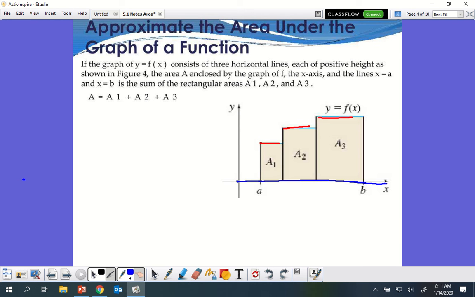Okay. And lines x equals A and x equals B. So in between A and B. That means that I am closing off from here to here.